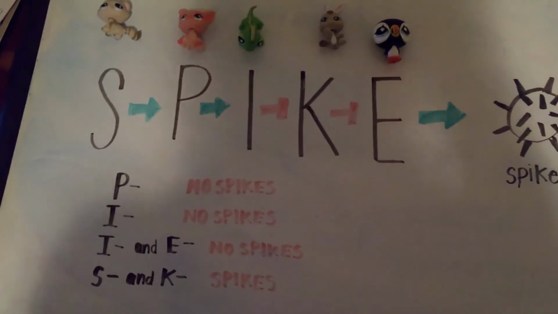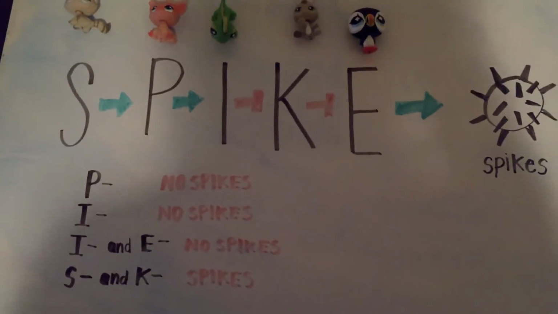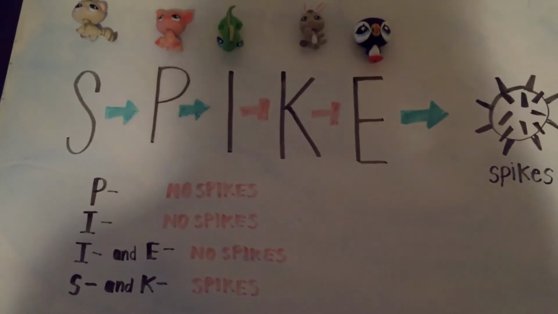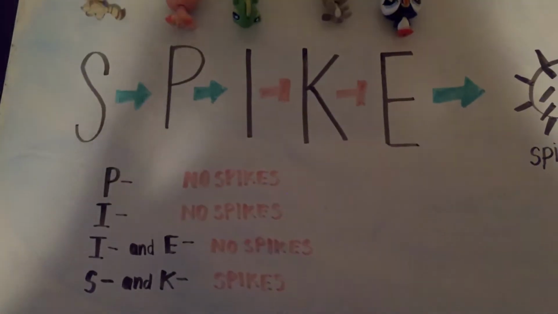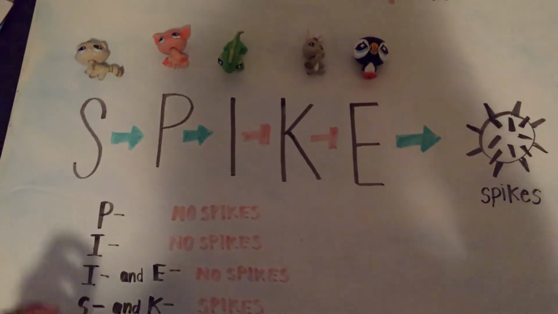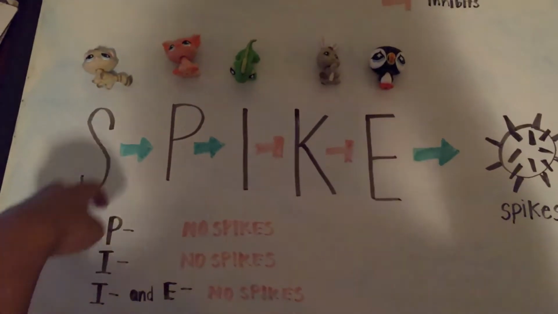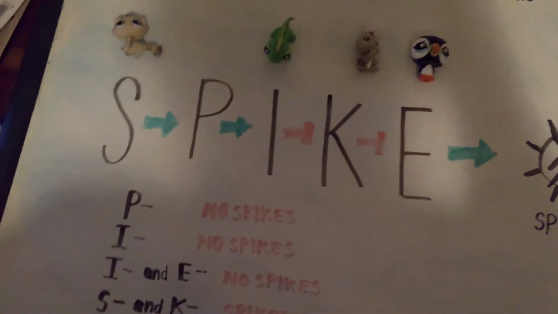However, mutations can occur, and if a mutation occurs, we can have a variety of different results. We can either have spikes, or we can have no spikes. So we're going to go through 4 different mutations and see what effect they have. So in the first example, we're going to be removing the pig from this developmental pathway.